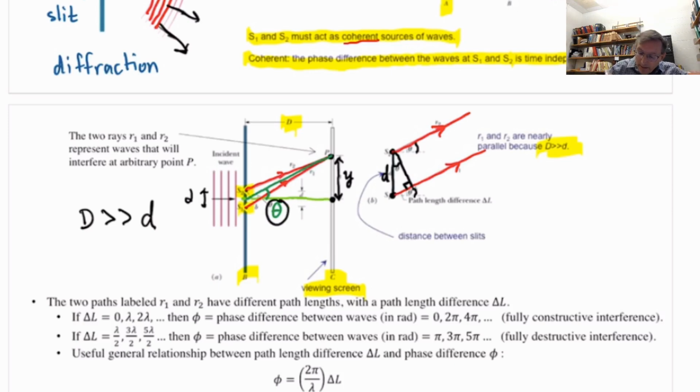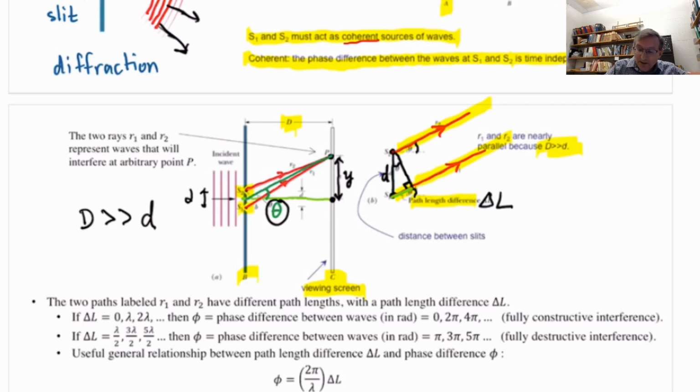And this part of ray 1 and this part of ray 2 are equidistant to get to point P. So the extra distance that ray 1 travels is that part right down there. Let me now shade that in light green right there. That's the extra distance that ray 1 travels. That's what your book calls delta L, the path length difference.